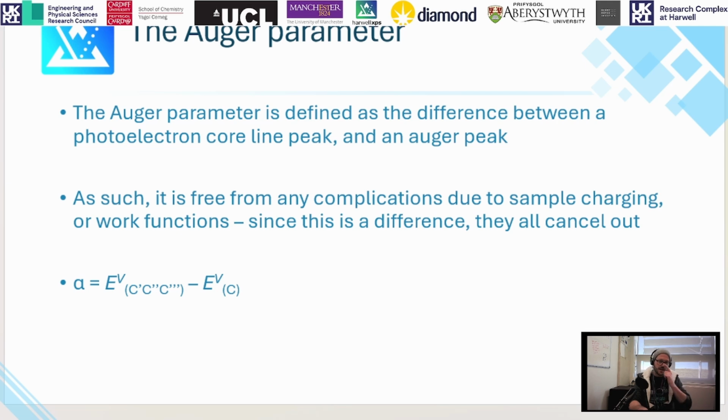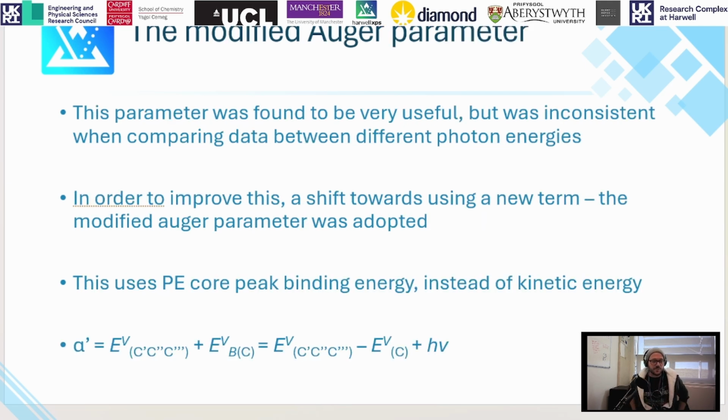Now, the eagle-eyed among you will probably have spotted the problem with this already. If you use different photon energies, you're going to be changing the difference between these two peaks, because the Auger peak will always appear at a fixed kinetic energy, but if you increase the energy of your photon source, you'll increase the kinetic energy of your photoelectron peaks. So you can't really compare this reliably between different photon energies.